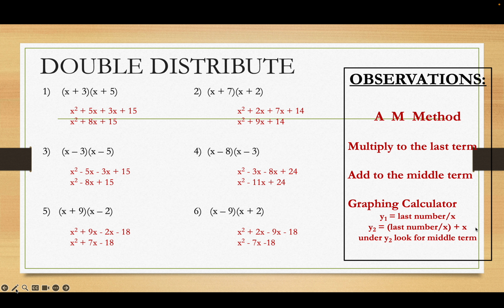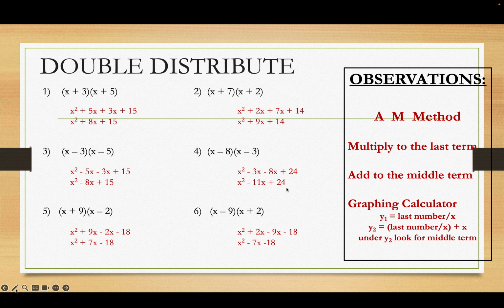Then you go to table. Don't graph it. Go to table. And when you look at table, in the y2 column, you look for the middle term. In number 1, you would be looking for an 8. When you find an 8, you look at the 2 previous columns, and they will be 5 and 3. And then you can fill them in. Let's take a look at number 4.